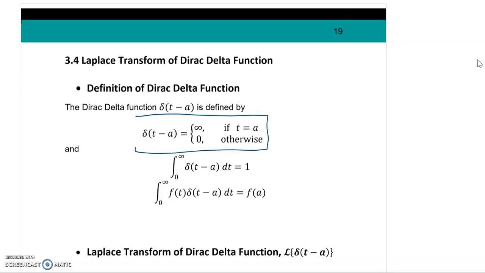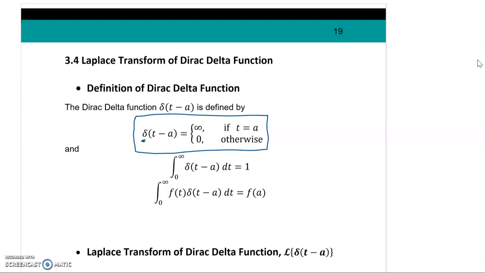The notation is delta. Delta of t minus a is equal to infinity if t equals a, and anywhere else, it is 0.